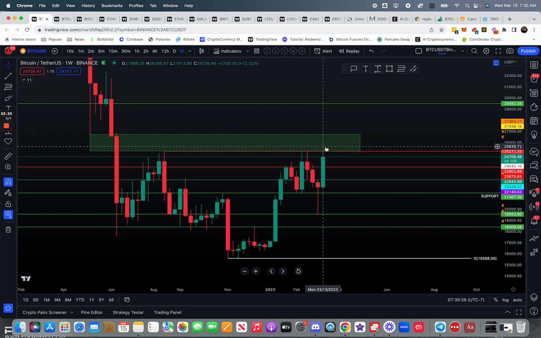So we need to establish a base. We need to be able to close here. We need to be able to maintain a structure in here. We need to start seeing some bullish structures, some sideways consolidation, allowing the oscillators to cool down. Then we can talk about higher targets. Same thing for here. Exact same scenario.